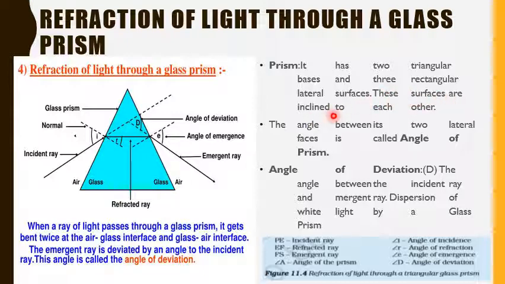These surfaces are inclined to each other. Inclined, they are attached to each other. The angle between its two lateral surfaces is called the angle of prism. Now whatever angle is formed here or here or here, these angles are called the angle of prism. Angle of deviation. Now the angle between the incident ray, this is the incident ray, and the emergent ray. The angle between the incident ray and emergent ray.